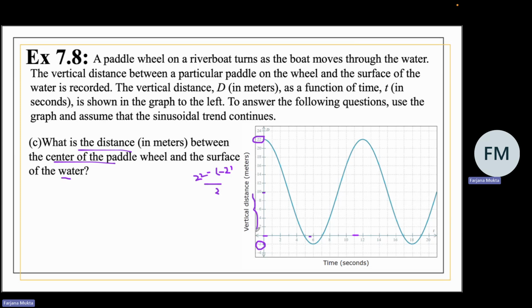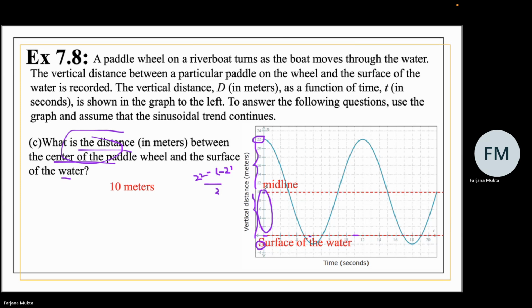Here we have 12 and here is another 12, right? That's our midline. So once again, that's the surface of the water. That's our midline. All right. So now the question: what is the distance between the center of the paddle and the surface of the water? What is the distance from the midline to the surface of the water? 10 meters, correct? Here, this is 10 meters. Okay.